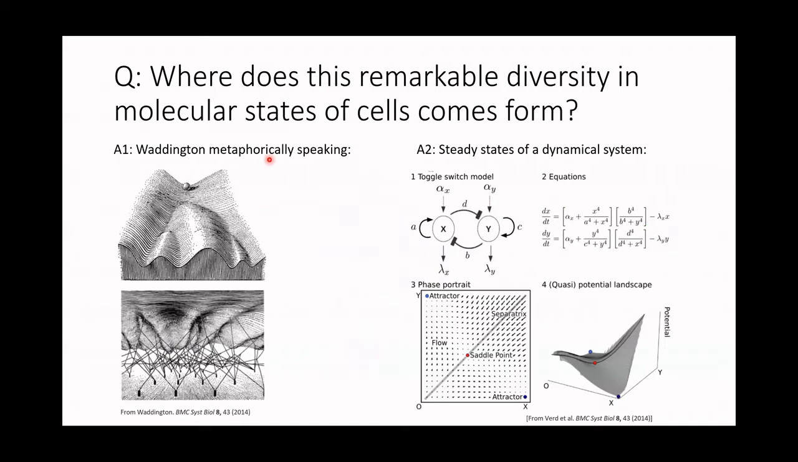And a tempting, simple answer is that for each of these cells, the input conditions were different. And then they were allowed to evolve, and they reached a certain steady state, which we call a cell type, based on where they started off. Okay, so Conrad Waddington said it way back in the 50s, I believe.